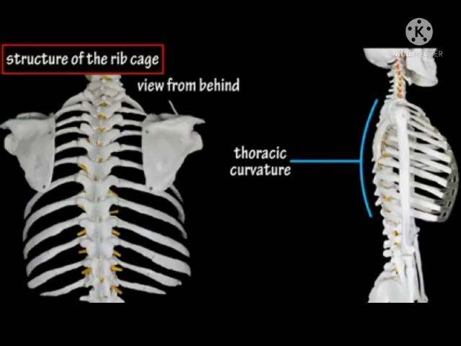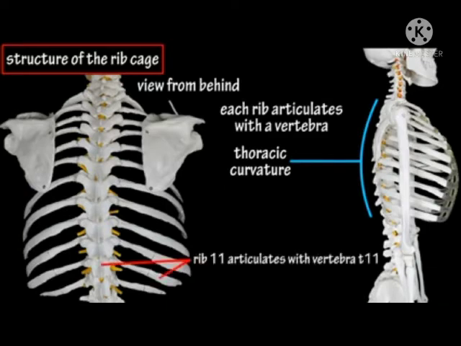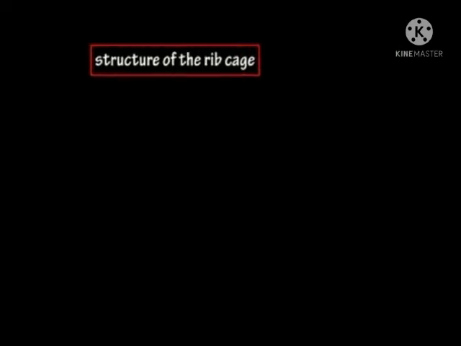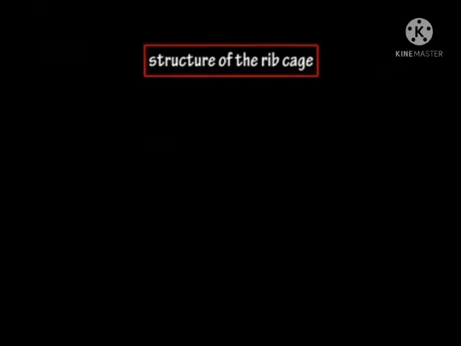The thoracic vertebrae make up the thoracic curvature in the vertebral column, as you can see here. Each of the 12 ribs articulates, or forms a joint, with the corresponding vertebra. So, for example, rib 11 articulates with vertebra T11, and some of the ribs, such as rib 9, articulate with T9 and the vertebra above, T8. And those are the basics on the structure of the rib cage.